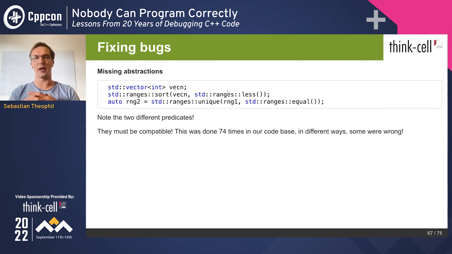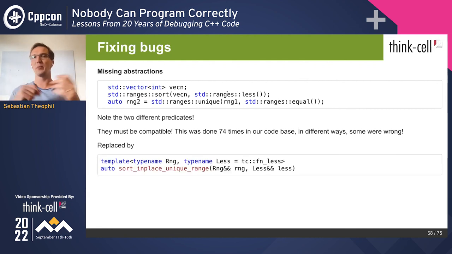So here, another example from our code base. We had a code like this an astonishing amount of times in our code base, where you would have some container, you want to sort it first, and then you want to get, after having sorted, the range of unique elements in that container. And so you do a sort, then unique range, but notice that the sort and the unique take two different predicates that have to be implemented in a compatible way. Now we had this pattern 74 times in our code base, implemented by hand each time. And of course, in some cases that was wrong. Somebody made a mistake in the predicates and it wasn't correct. So we implemented that library function for ourselves that fixes that problem once and for all.